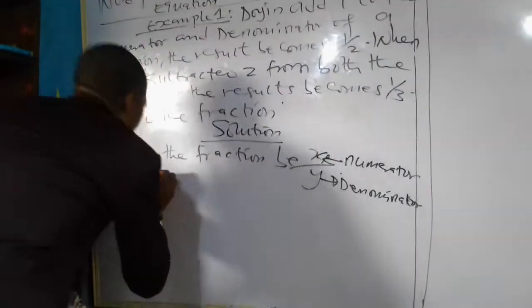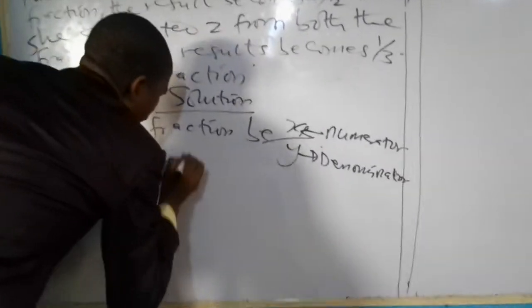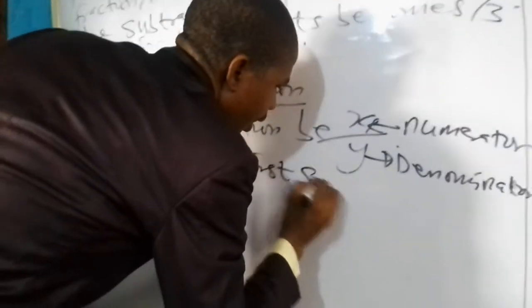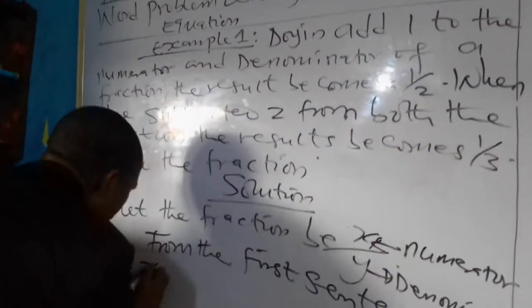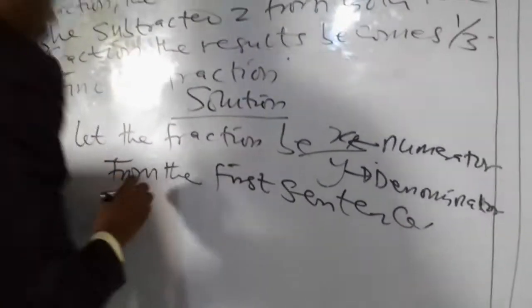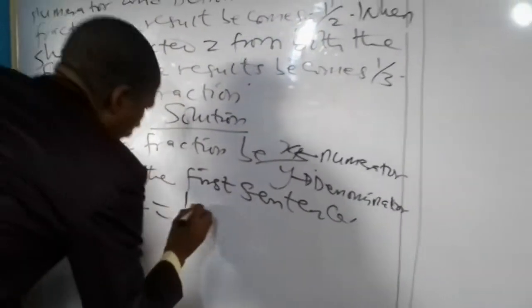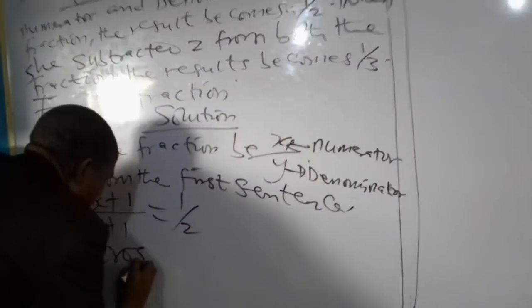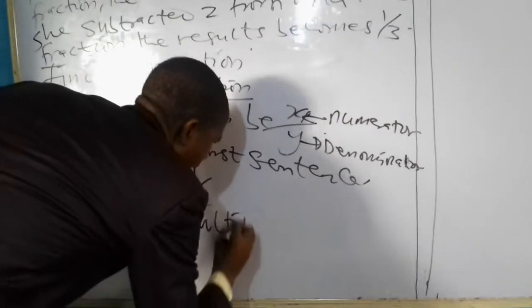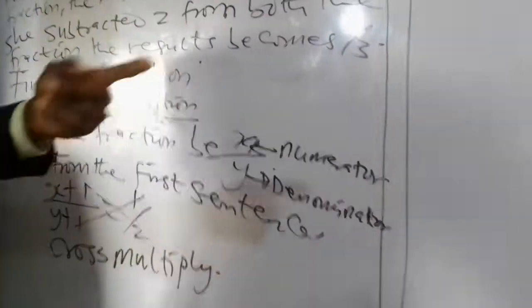Then, from the first sentence, we have added 1 to the numerator and denominator of the fraction. That is x plus 1 over y plus 1 equals 1 over 2. We can solve this further by cross multiplying. Use 2 to multiply x plus 1, and use 1 to multiply y plus 1.